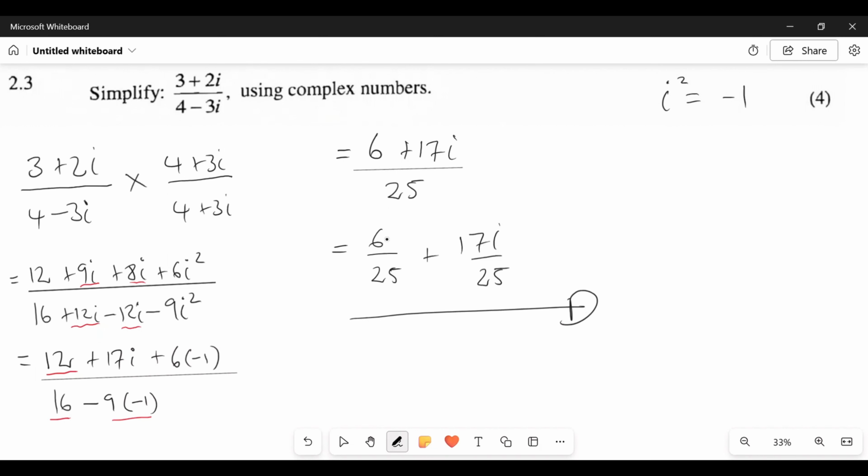They just wanted you to simplify these complex numbers. They never specify, leave it in a polar form or rectangular form. So when it's like this, just leave it in a rectangular form.